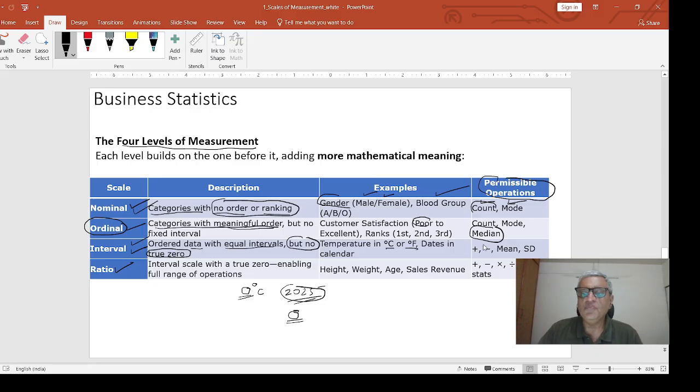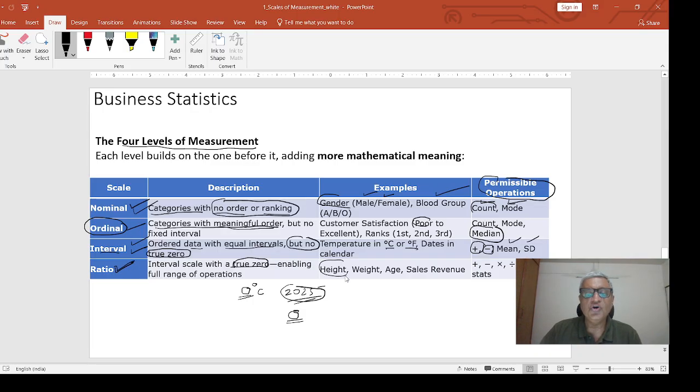And what are the operations that can happen? All numerical operations like plus, minus, calculation of mean and standard deviation can happen on the interval, right? So you can do plus and minus on years, you can do plus and minus on temperature, but what is not permissible is that you can't divide and multiply. Division and multiplication are only possible when you actually have a true zero, right? So that's where the ratio type comes in.